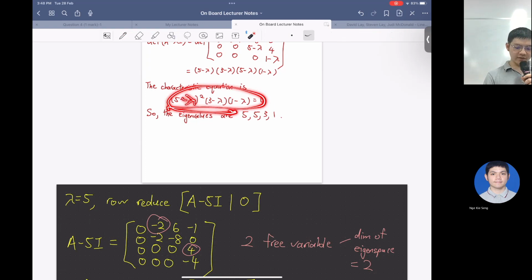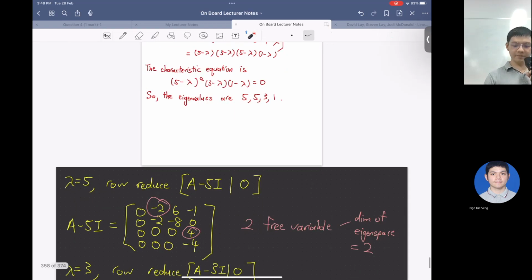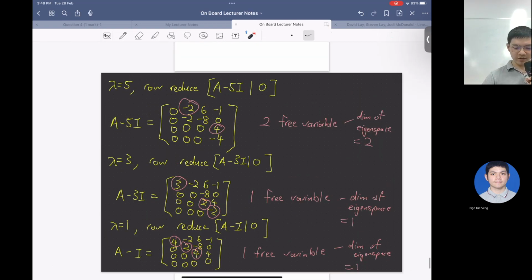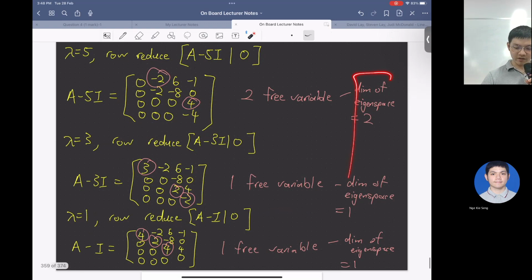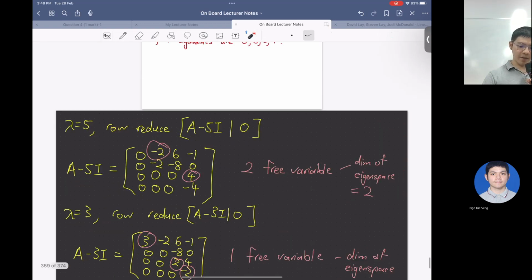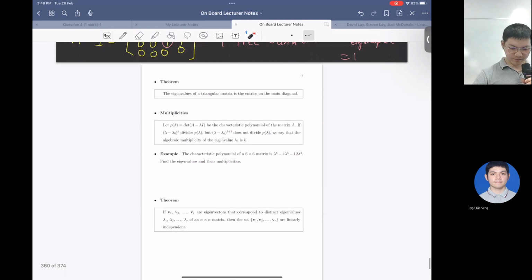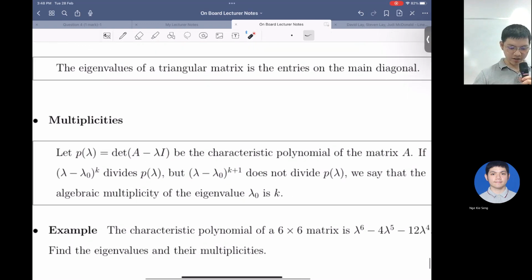So lambda equals 5 has multiplicity 2, and then lambda equals 3 and 1 have multiplicity 1. Okay, so you can see that these two numbers, this dimension of the eigenspace and the power of the root, or the multiplicity of the root, match. But this is not always the case. Okay, so we have this definition here.